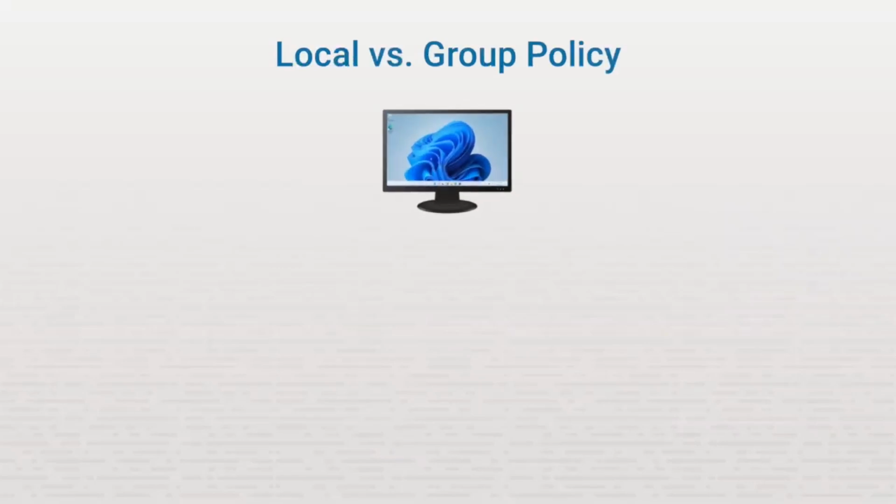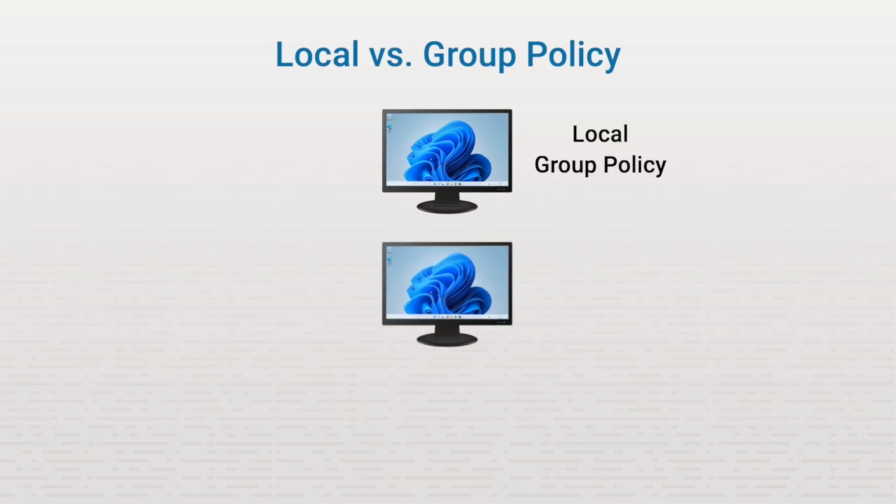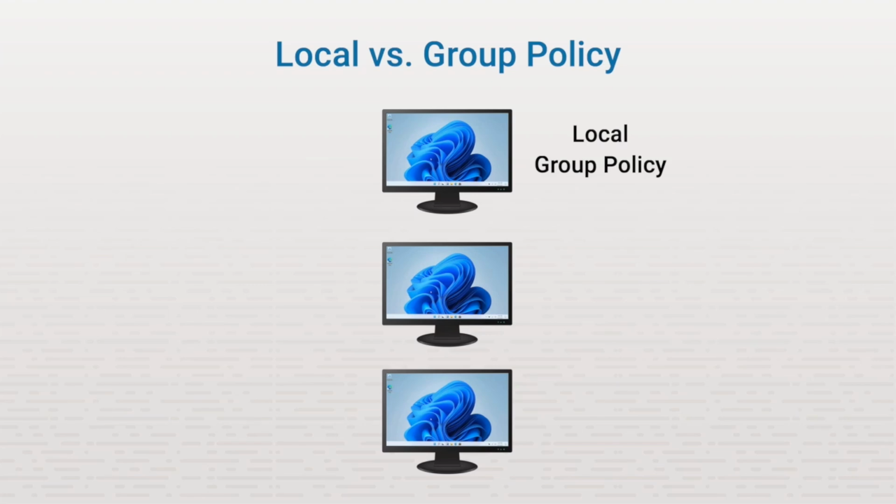Any computer running Windows that's not joined to a domain will use local group policy settings. This means that if you have a bunch of computers on your network that aren't part of a domain, you're going to have to go from one system to another to set up various policy settings on each individual system. This would require a lot of time and effort and could result in inconsistencies, access problems, and security risks.